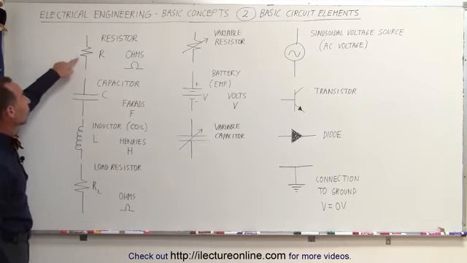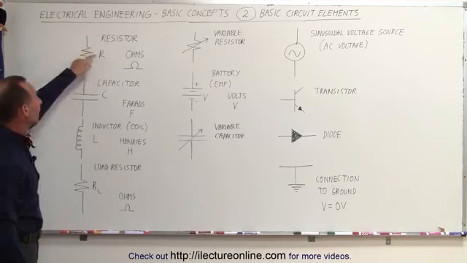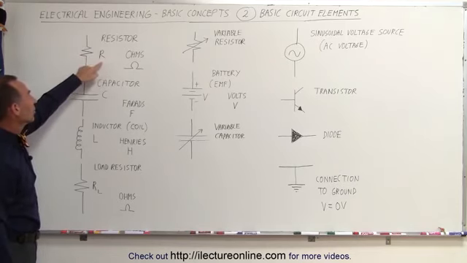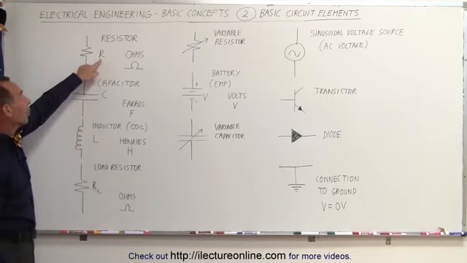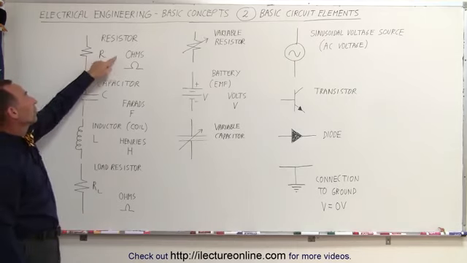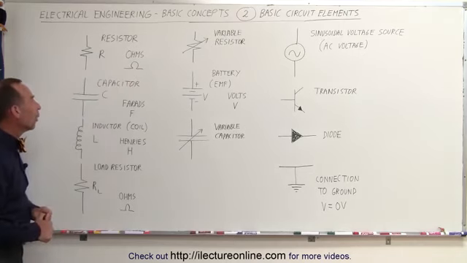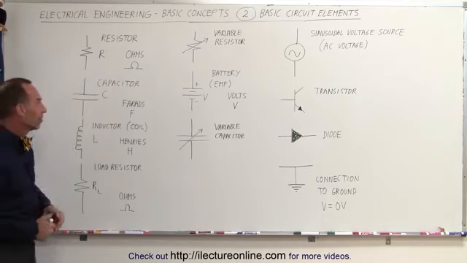Here we have a resistor. A resistor is simply a squiggly line going back and forth like that. The symbol that we use for resistance is R, and the unit we have for resistance is ohms. We use the Greek letter omega to indicate ohms. That's the unit of resistance.